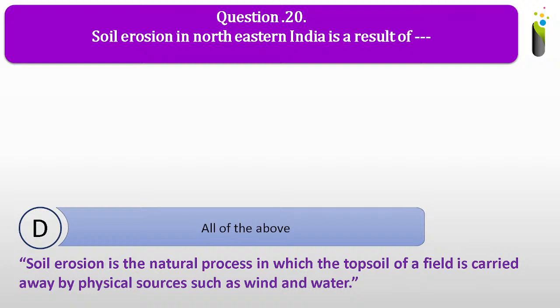So, soil erosion is a natural process in which the topsoil of a field is carried away by physical sources such as wind and water.